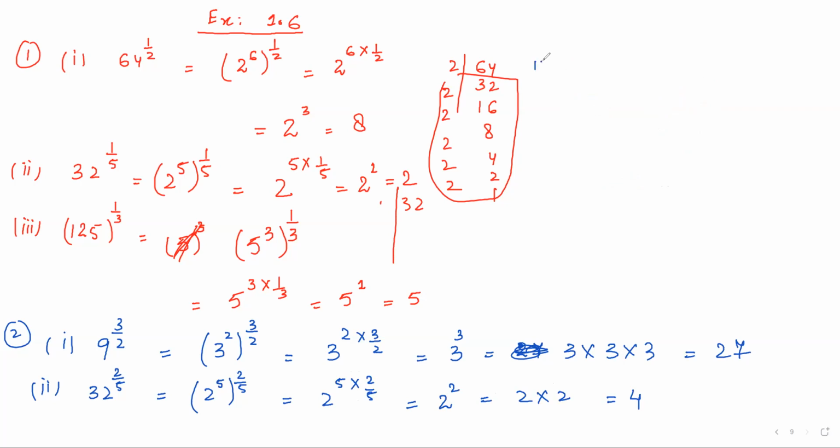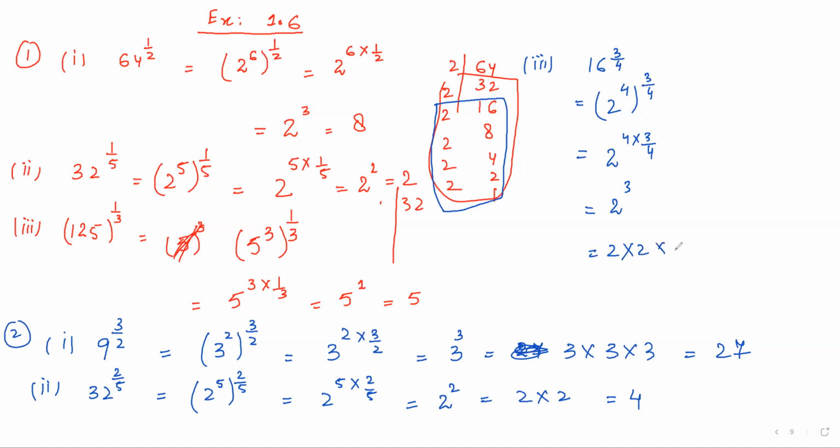Third part, 16 to the power 3 by 4. Here we have 16, and 16 means 2 to the power 4. So 2 to the power 4, and then the power 3 by 4. The powers will get multiplied, 4 into 3 by 4. 4 cancels out. So 2 to the power 3, and this is 2 into 2 into 2, which is actually equal to 8.